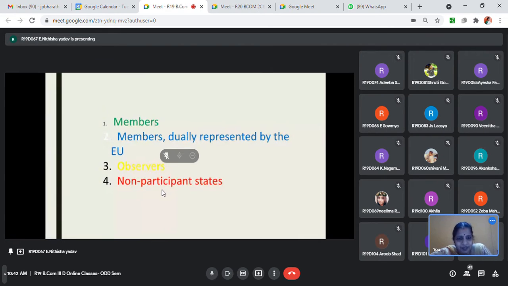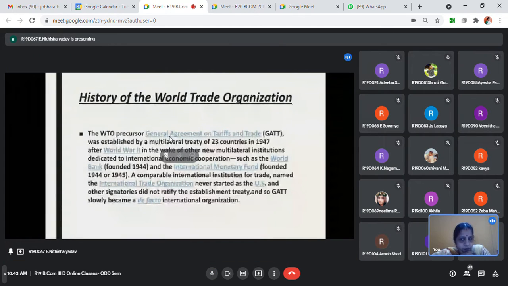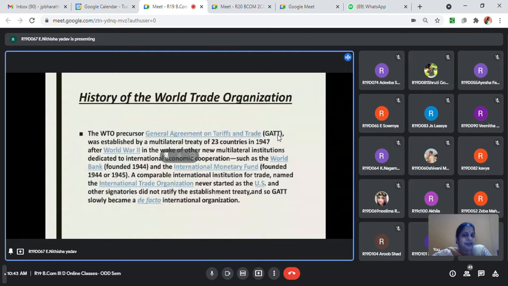History of World Trade Organization. WTO is a precursor from GATT, that is, before the WTO was organized, it was the General Agreement on Tariffs and Trade. It was established by a multilateral treaty of 23 countries in 1947 after World War II.